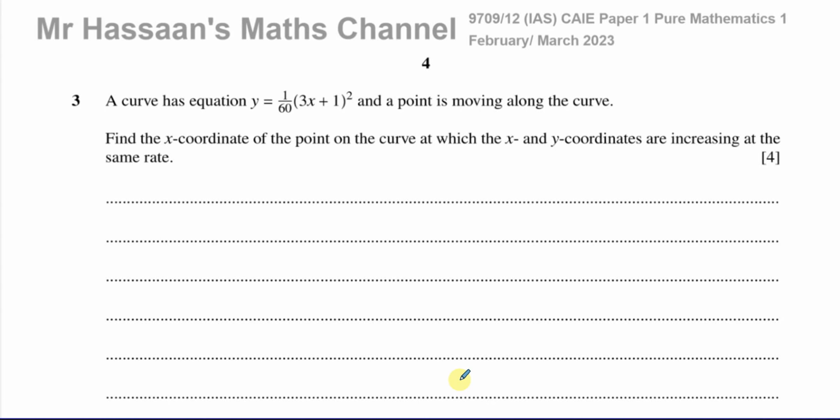Hassan's Maths channel, and I'm now answering question number 3 from the February-March 2023 Pure Mathematics P1 paper from the 9709 syllabus. And this question tells us about a curve which has equation y equals 1 over 60 times (3x plus 1) all raised to the power of 2. And a point is moving along the curve. That's what we know.